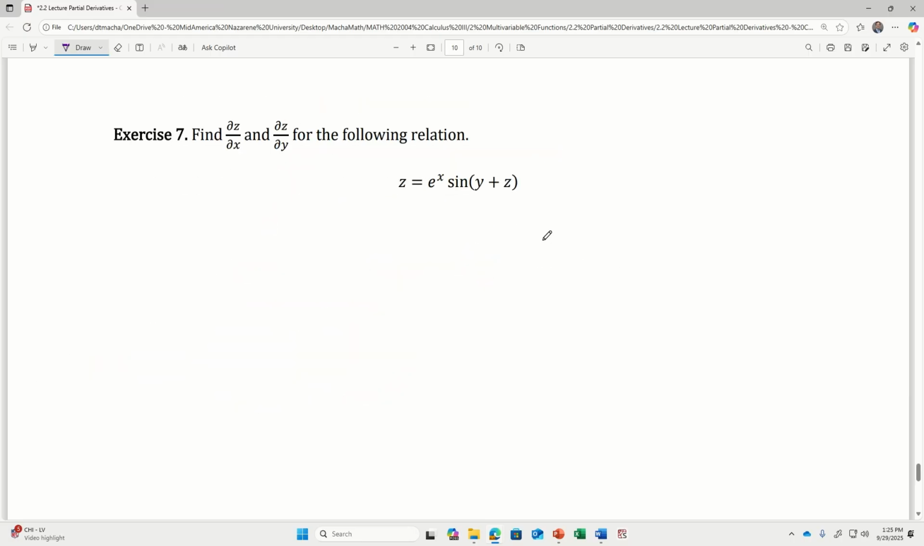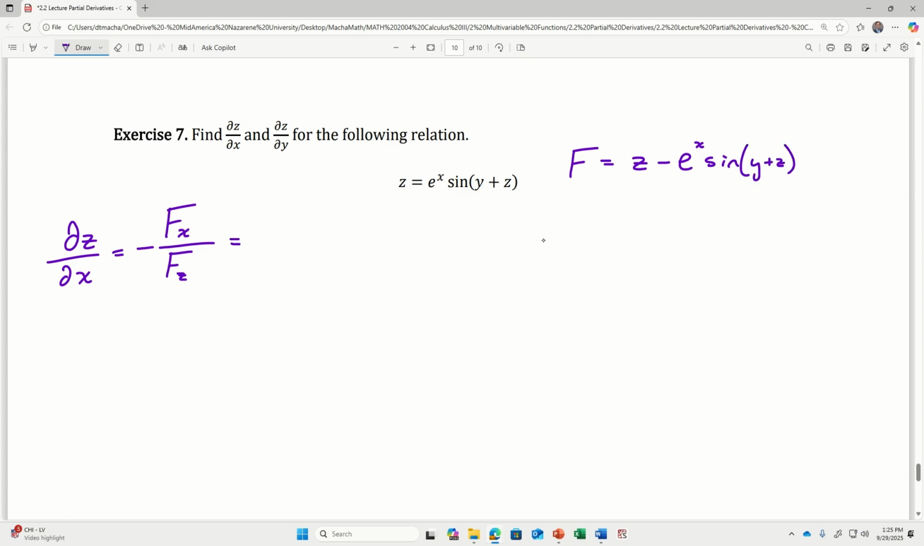All right, we got 5 minutes left. Let's do one more. Find the partial of z with respect to x and the partial of z with respect to y for this relation. So the partial of z with respect to x is going to be negative partial of F with respect to x divided by partial of F with respect to z. And the F function for us is going to be z minus e to the x times sine of y plus z. So what is the partial of F with respect to x?